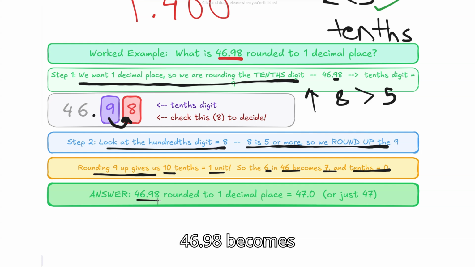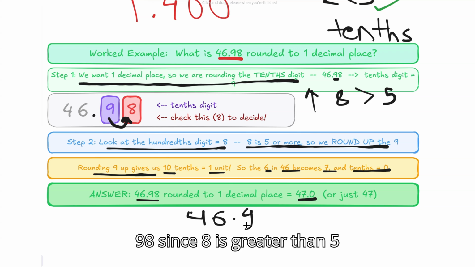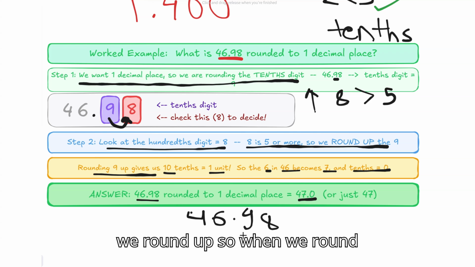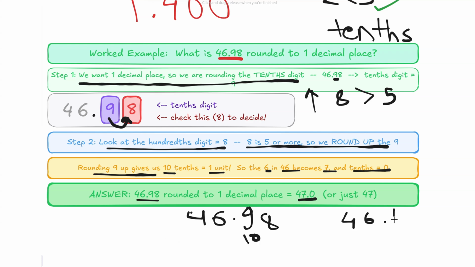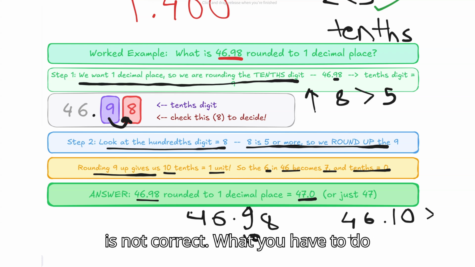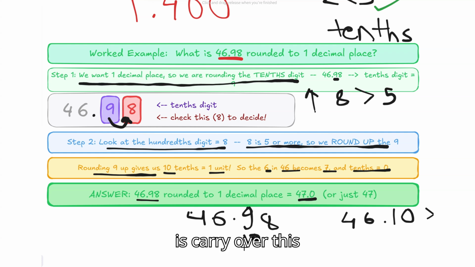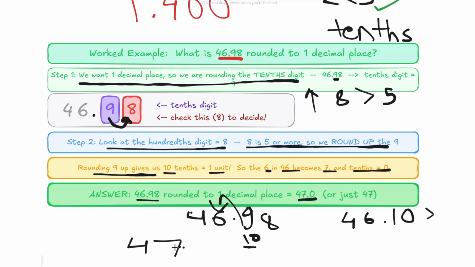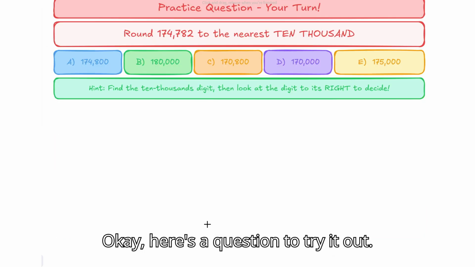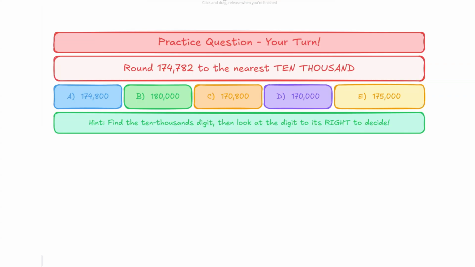When we round up 9, it gives us 10, which is 1 unit. So 46.98 becomes 47. Let's look closer. 98, since 8 is greater than 5, we round up. When we round 9 up, it becomes 10, and we cannot write that. What you have to do is carry over this 1 to the ones place, so the answer is 47.0. Okay, here's a question to try out. Bye.